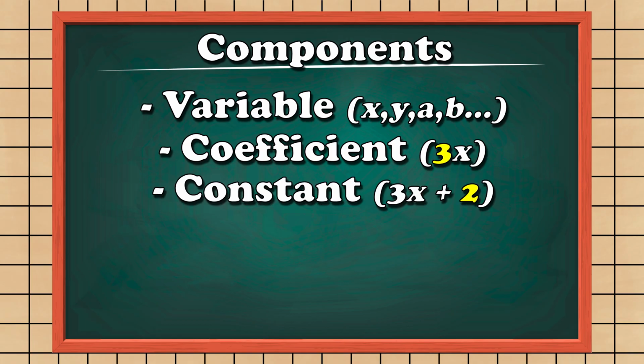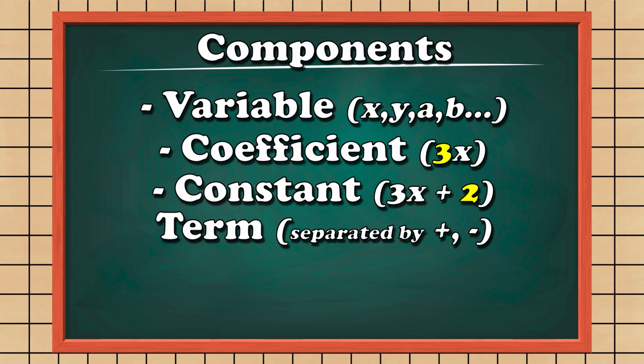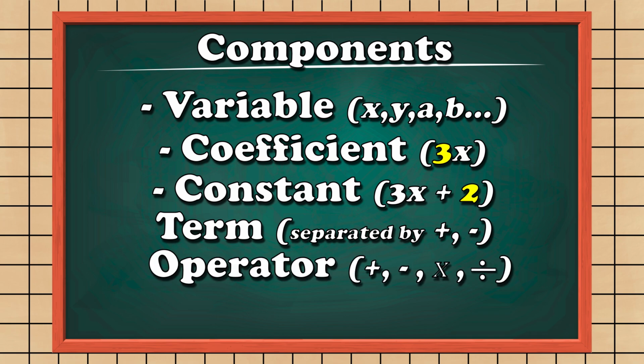Next is the constant, which is a number that stands alone. In the expression 3x plus 2, the 2 is the constant. Term is the word used to describe each part of the expression separated by a plus or a minus. And operator, which are the symbols like plus, minus, times, and divide.